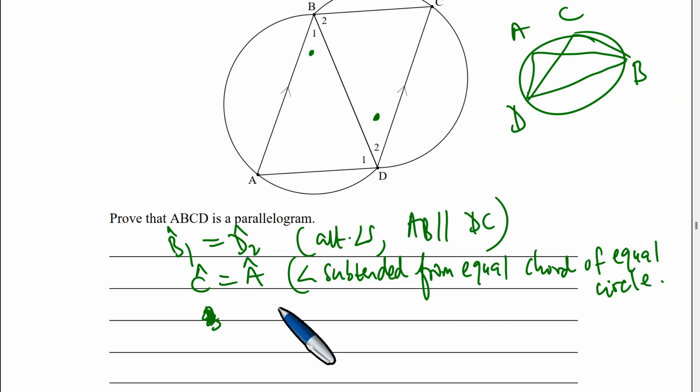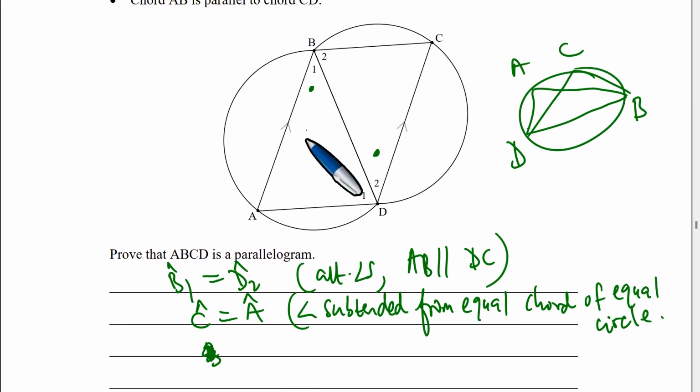Are you on point to also say, now we have B1 and A, so we can conclude about the third angle, D1 and B2. So we can say B2.